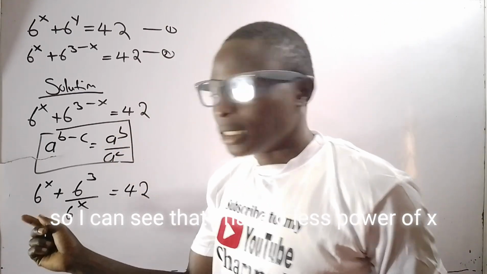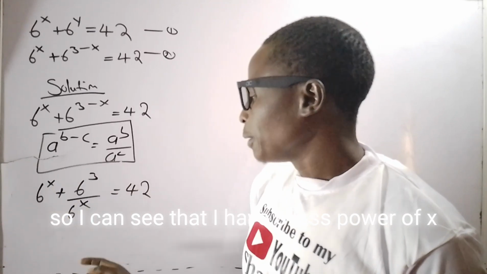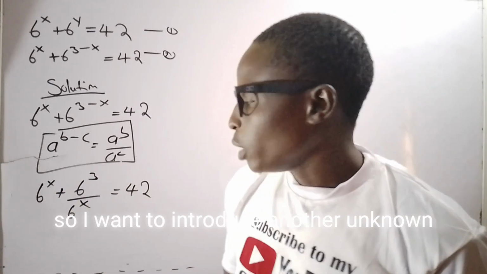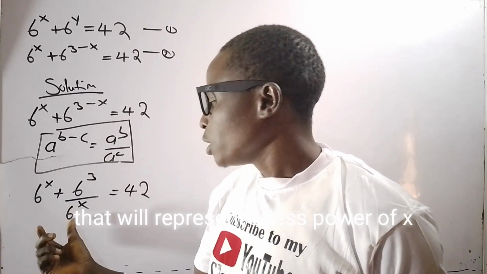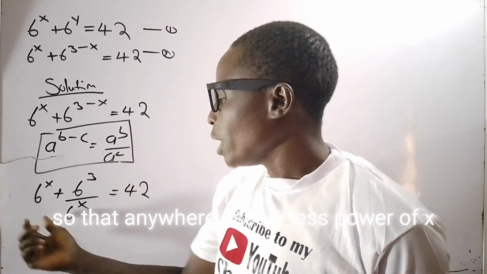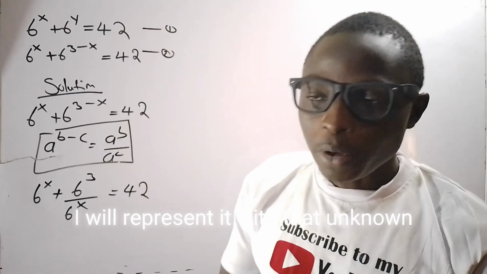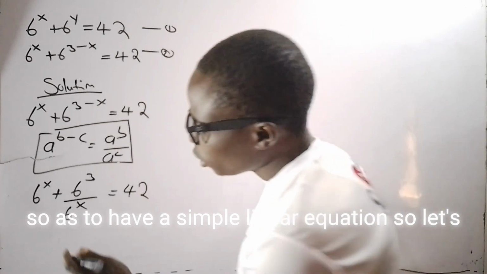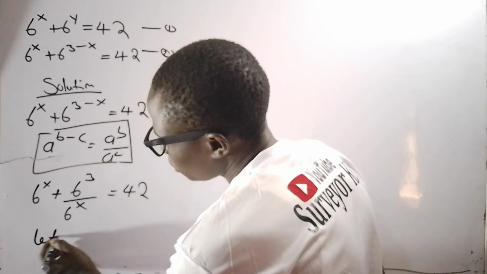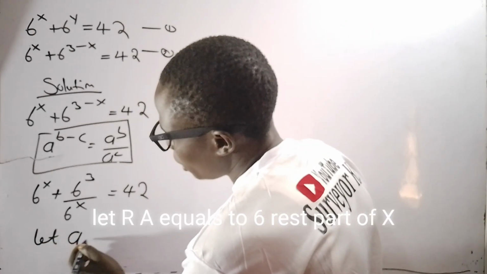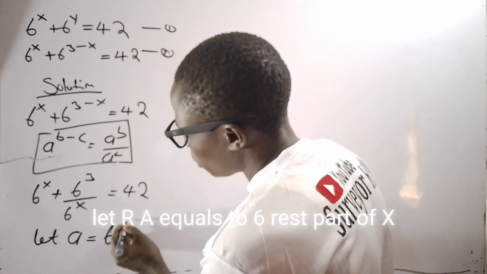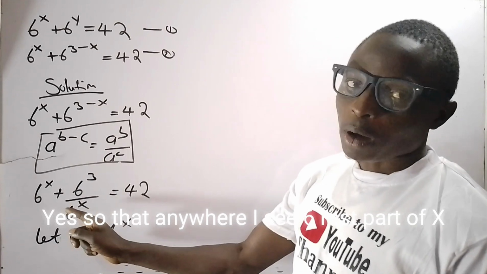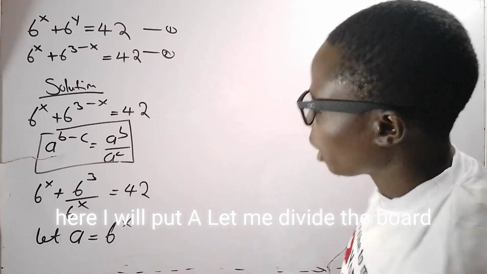So I can see that I have 6 raised to the power of x here and here. So I want to introduce another unknown that will represent 6 raised to the power of x, so that anywhere I see 6 raised to the power of x, I will represent it with that unknown so as to have a simple linear equation. So let a be equal to 6 raised to the power of x. Yes, so that anywhere I see 6 raised to the power of x here, I will put a.